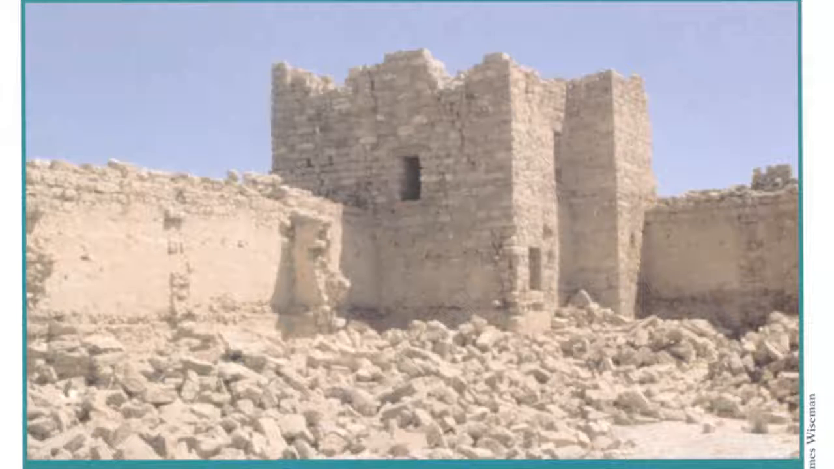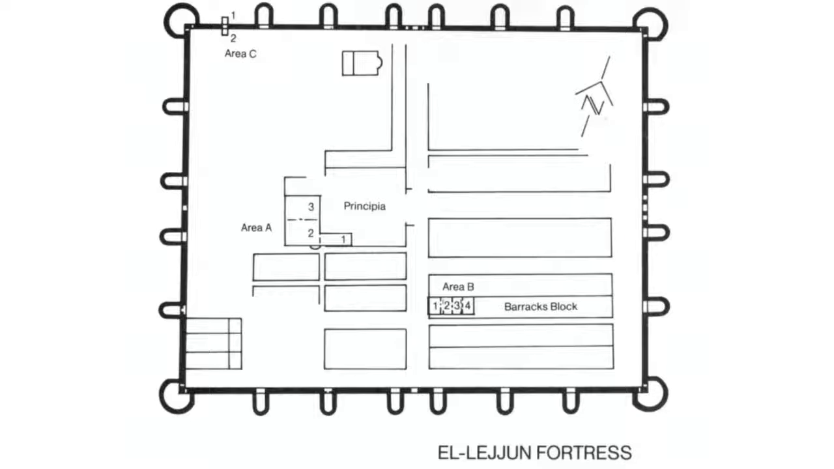An example of one of these forts is one named Qasr Bashir, which is shown on this slide. It is one of the best preserved forts in the Roman Empire, and it is along a road called the Via Nova Traiana. Next to it, a fort named El Lehun was built. This fortress was designed to accommodate between 1,000 and 1,500 men.